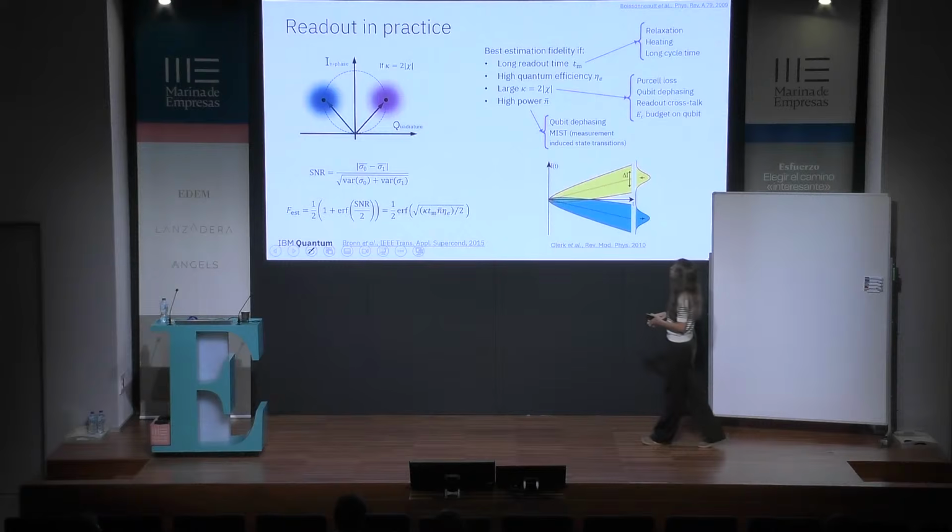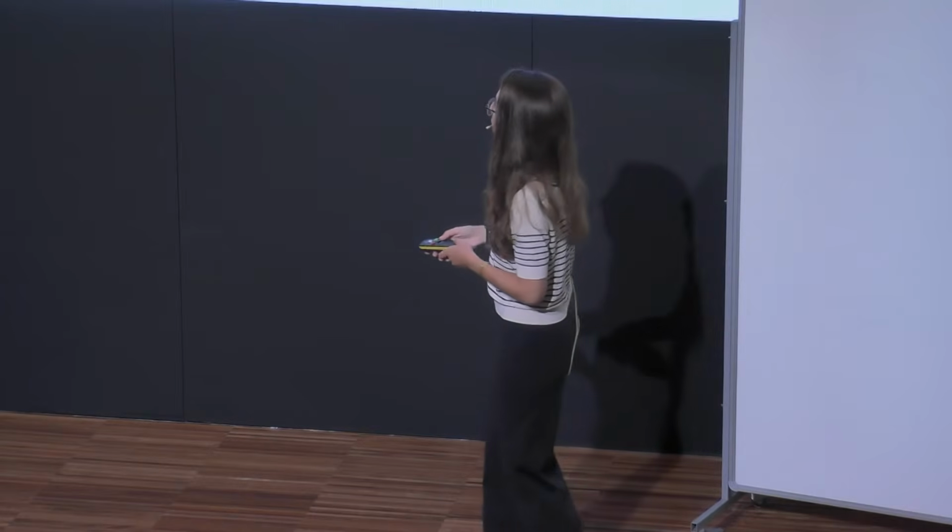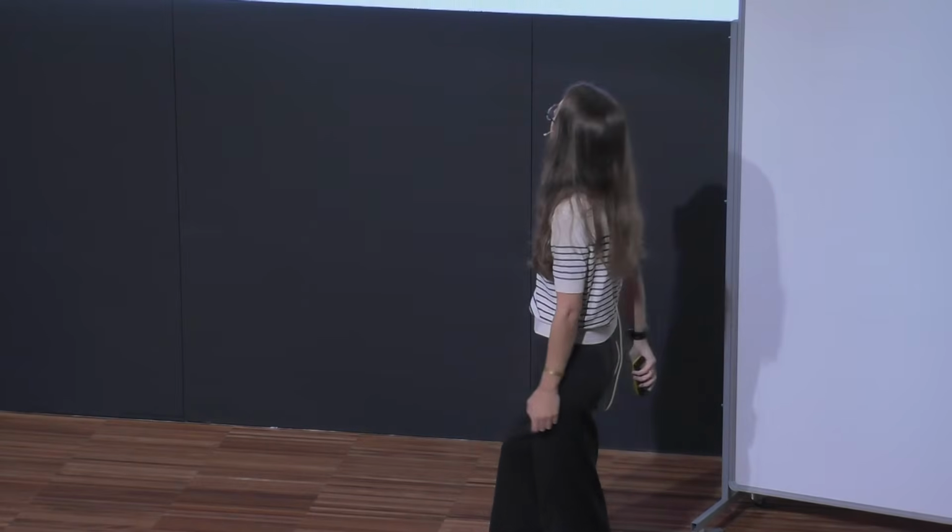And finally, about increasing the power, so the number of photons in our resonator that we use to read out to increase the estimation fidelity, you can run into some problems. Qubit dephasing we've mentioned already. And something else that is actually a quite active field of research at the moment is MIST, measurement-induced state transitions. If you put too many photons in your resonator, some of them end up leaking towards your transmon at a high energy state. That would be a problem because that's leakage, and we never want leakage.